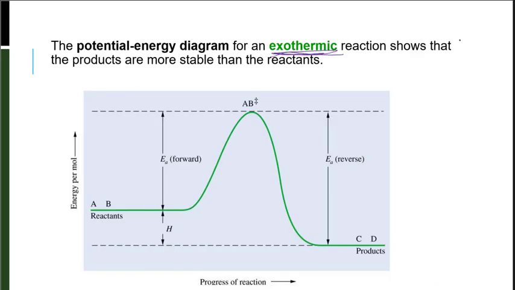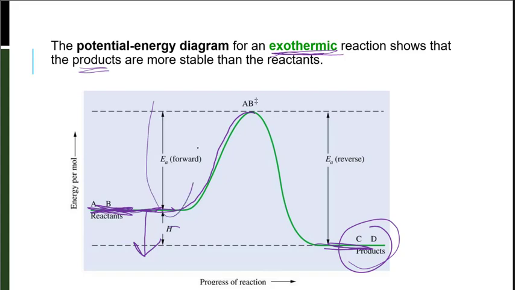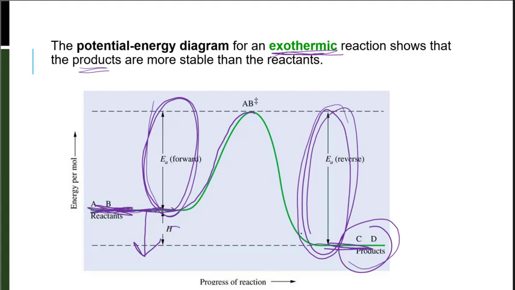as opposed to an exothermic reaction, which shows that the products are more stable than the reactants. The products are at a lower energy. Here's my reactants, here's my products, and to get from reactants to products, that delta H is a negative value. Going from reactants up to my activated complex, this activation energy is going to be less than the reverse activation energy. That would be an exothermic reaction.